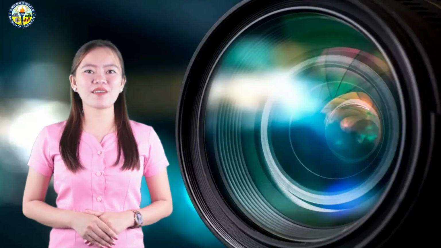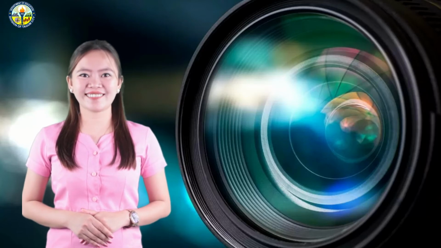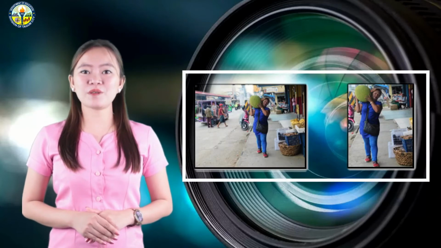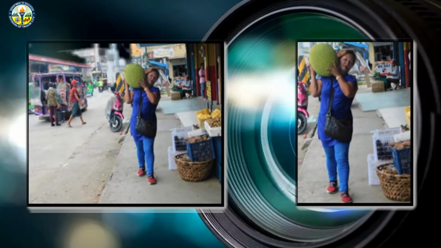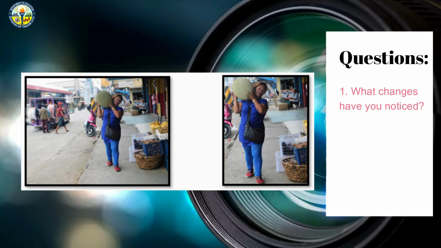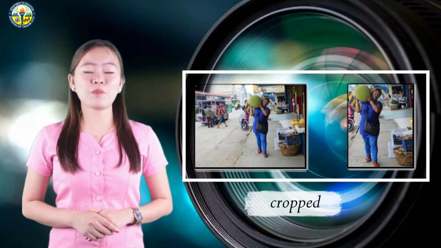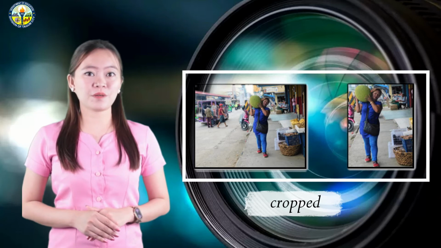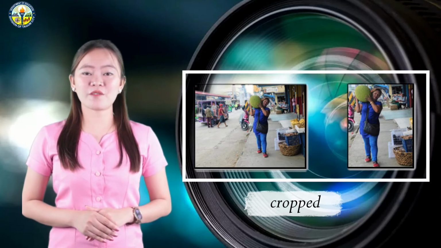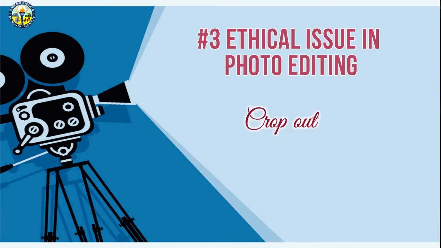Let's move to the third ethical issue in photo editing. Now observe these two images. What changes have you noticed? Yes, you're right. The image has been cropped, and it is important that when editing a photo, you have to get rid of the parts that are unnecessary. This idea conforms with the third principle of photo editing, which emphasizes that you have to crop out what you don't need.